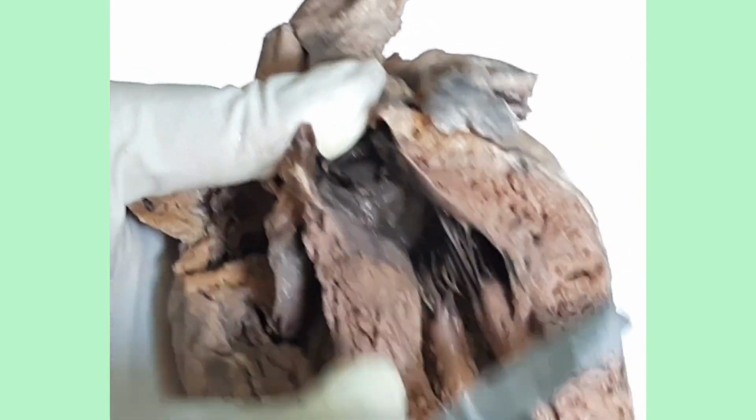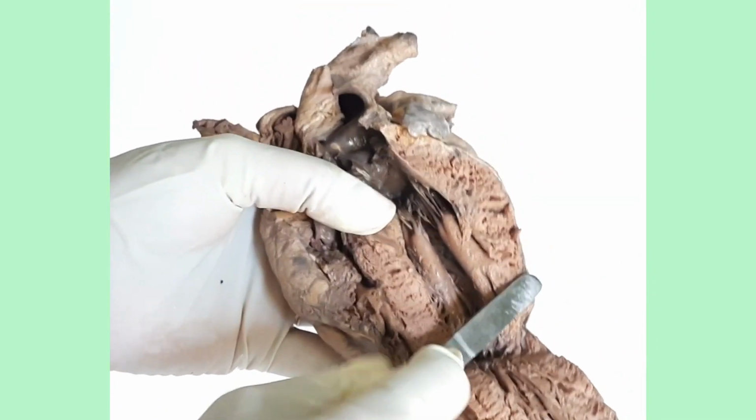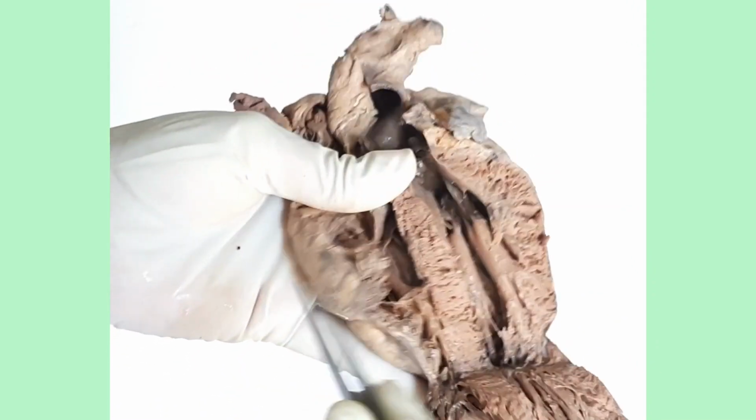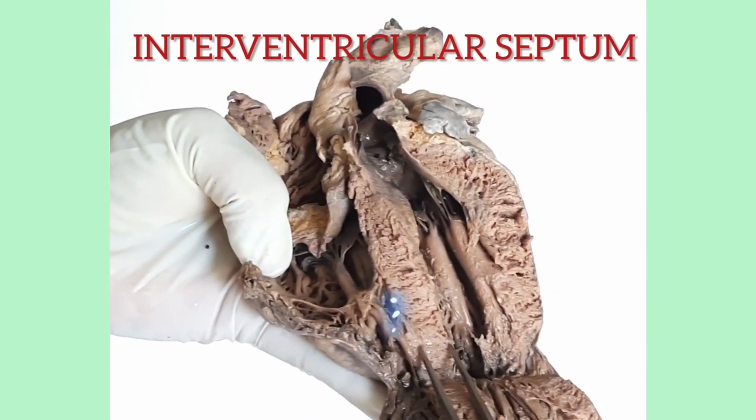Coming to the thickness of the wall of the left ventricle. So, this is the left ventricle. It is 3 times thicker than the wall of the right ventricle. This is the right ventricle. Here is the interventricular septum.